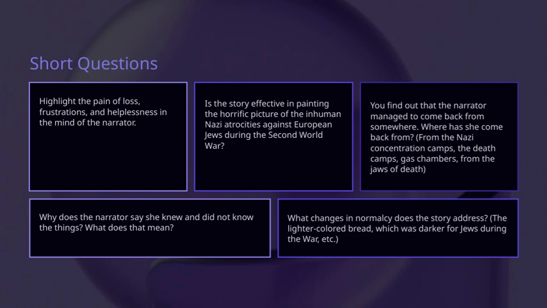Now, what changes in normalcy does this story address? Well, for example, the lighter-colored bread that we see today. Back then, during the war, it was darker, especially for Jews. These small details, like the color of bread, highlight how life was altered, how even the simplest things took on new meaning under such circumstances.